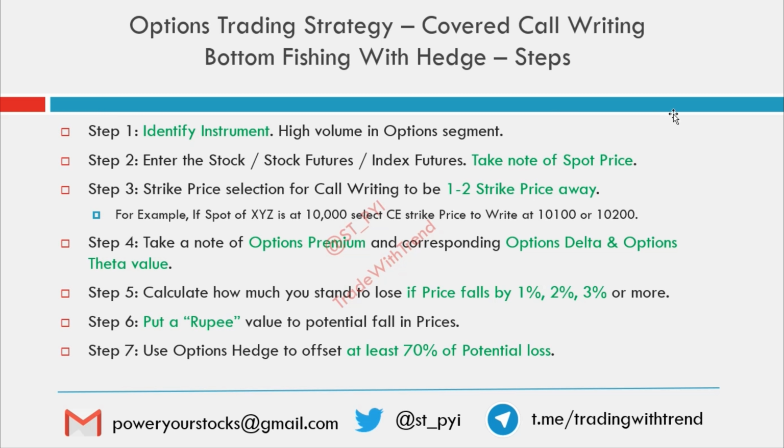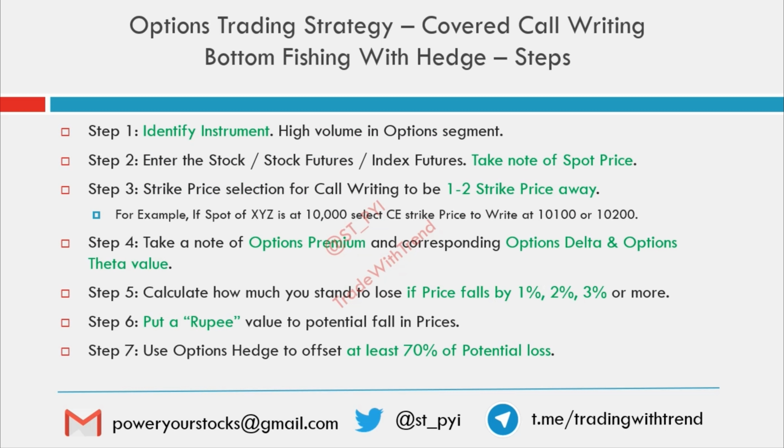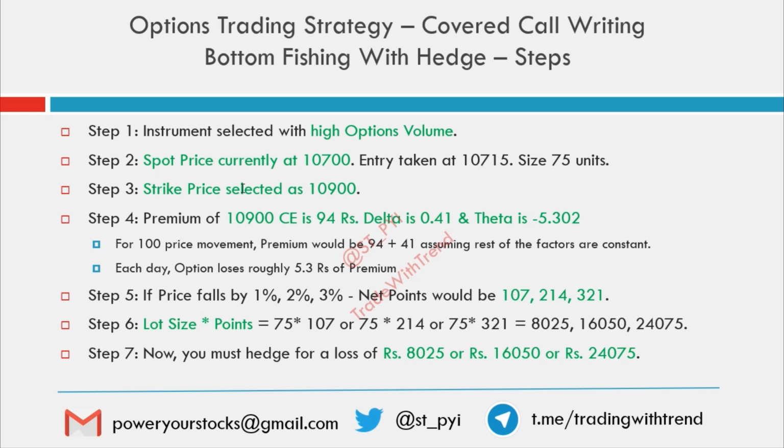So I know these 7 steps are slightly confusing. So in the next slide, I'll take up an example and calculate each step for you. So again, this is the same slide. This was the theory part of the slide. Now this is the practical side. So step 1 was instrument selection with high options volume.